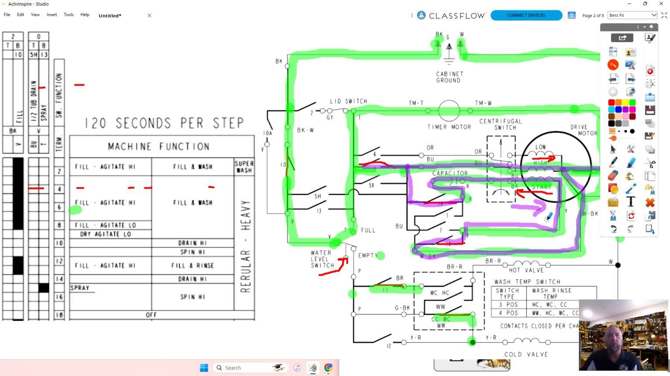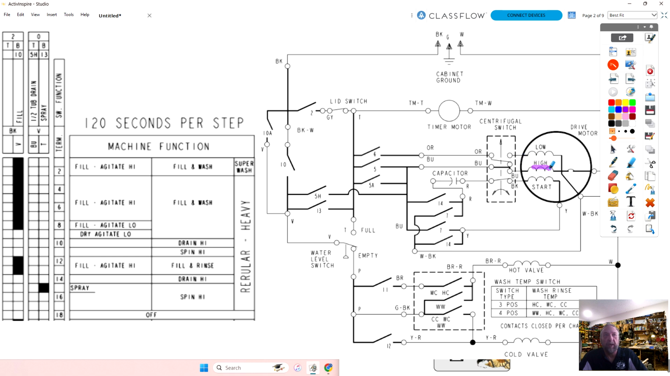In order for this motor to run, we need to energize both the high speed and the start winding, no matter what speed is selected, or if we're in wash or spin. If we're in either one of them, we need to energize these two first. The only difference is this timer switches here change the direction of the start winding. So you all follow me there. High speed and start get energized, and these switches here tell the motor which way to go. If we close 7, it's one way, close 14, the other.